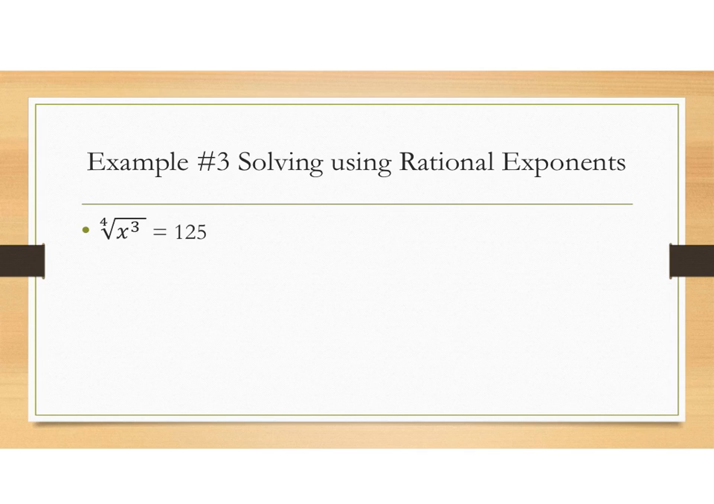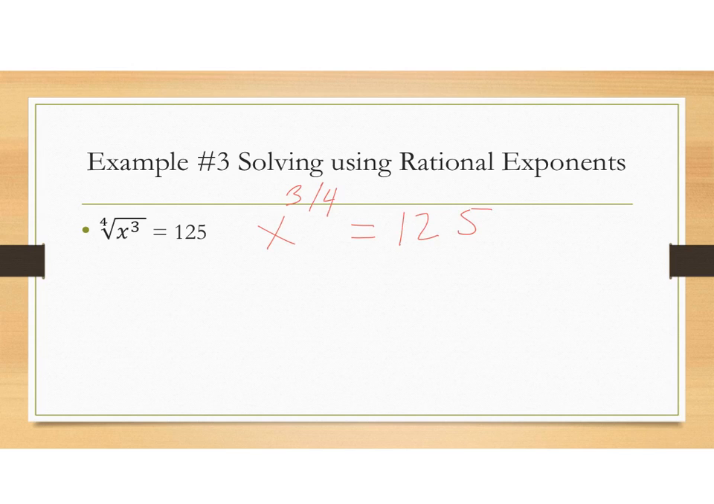Example 3, solving using rational exponents. I want to get x by itself. I'm going to take x, now written as a radical, and rewrite it as a rational exponent. Using our fun saying, power to the tower, roots underground, I can rewrite it as x to the power of 3, root of 4, so x to the 3/4.